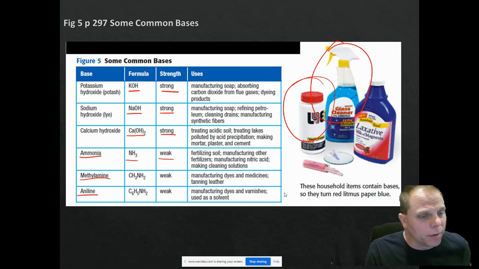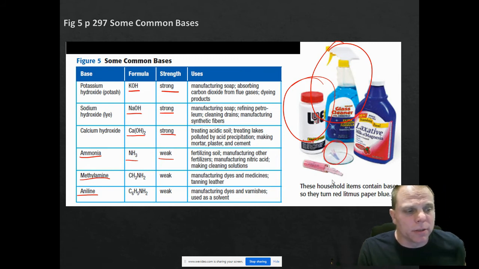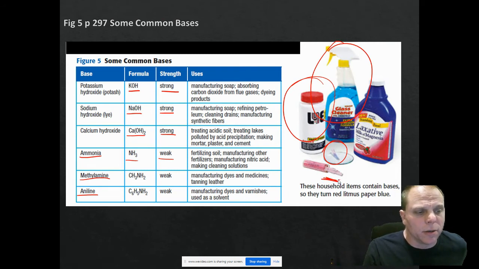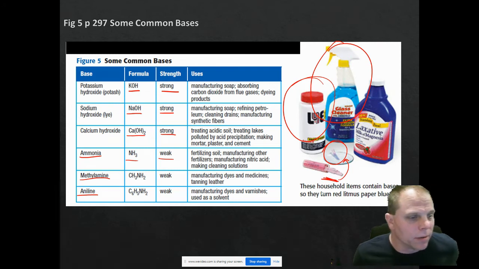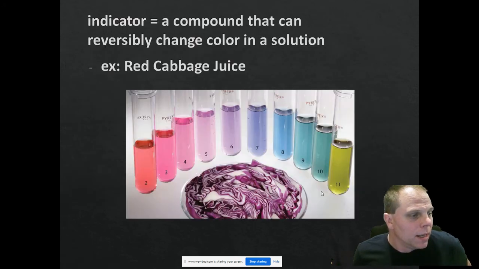That's made up of ammonia. Milk of magnesia. This is magnesium hydroxide. Notice that all of these things are going to be turning litmus paper blue. So the paper is pink as it starts, and it turns blue once it has been exposed to the base. Methylamine and aniline, not too important to know, not stuff that we typically deal with on a day-to-day basis.